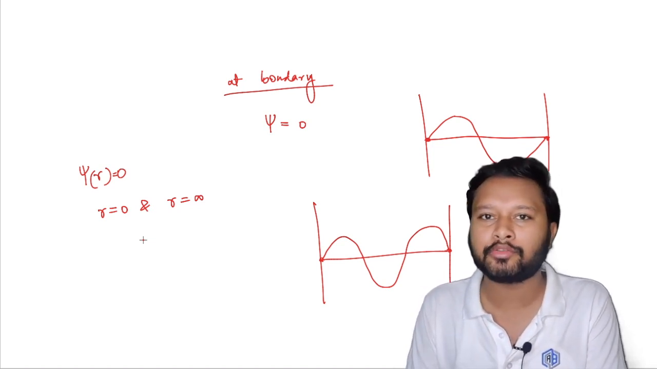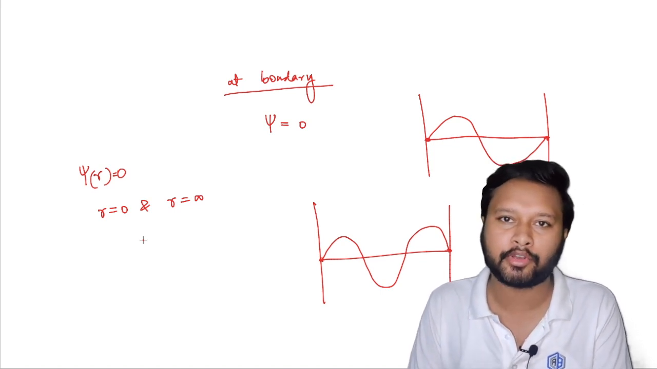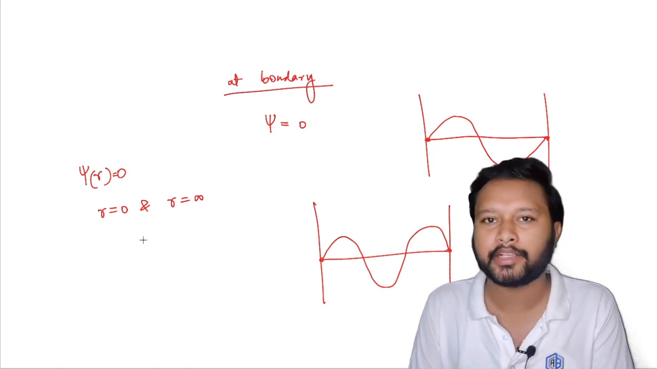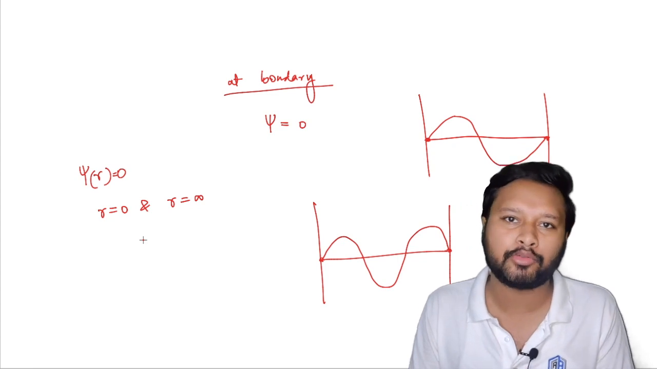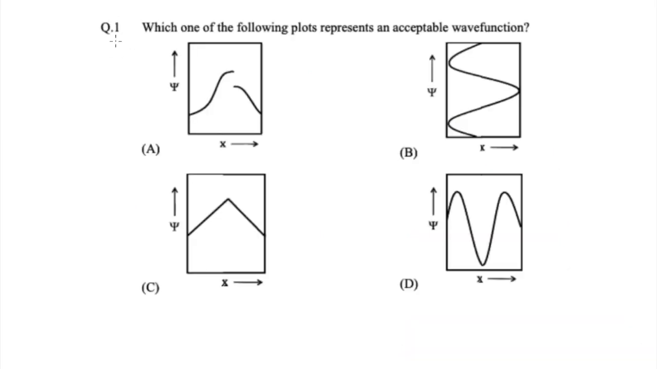Now we'll try to take a question which was actually asked in the GATE 2015 exam, and we'll try to understand how to solve that question. Alright, so this was the question asked in GATE 2015, and the question was: which one of the following plots represents an acceptable wave function, the one which we have studied just now? So which option is correct, and why? We'll also try to understand why.